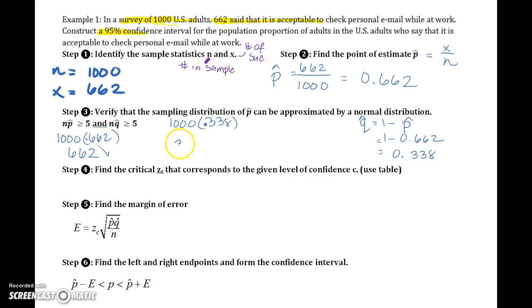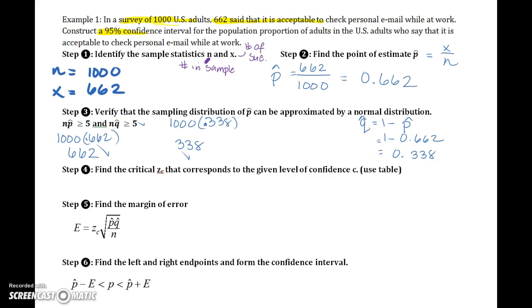So when I multiply that, I get 338. So check and check. Everything works out for us pretty well for that one. Step 4, things that I still need in my life. I'm going to need to find the critical z-score for this one.